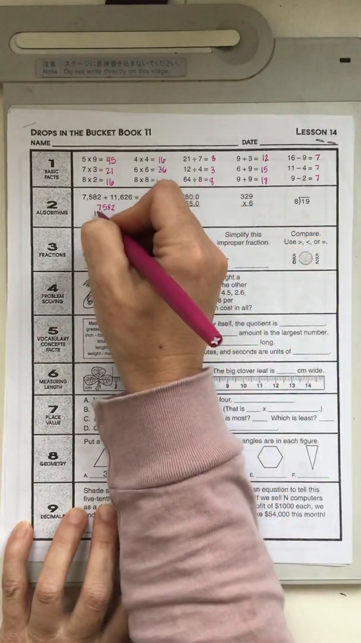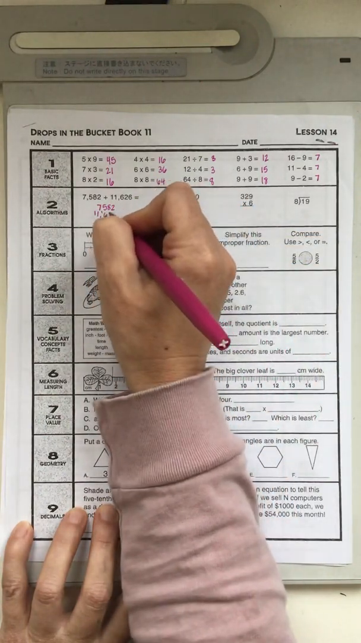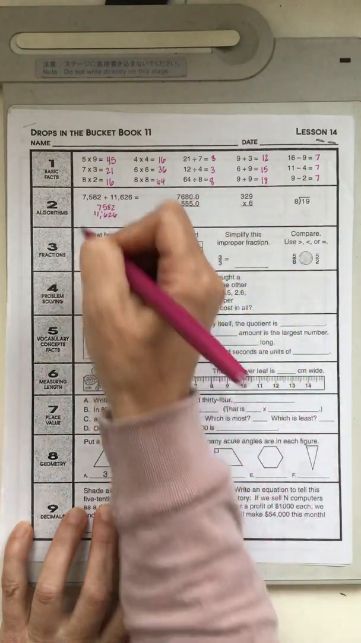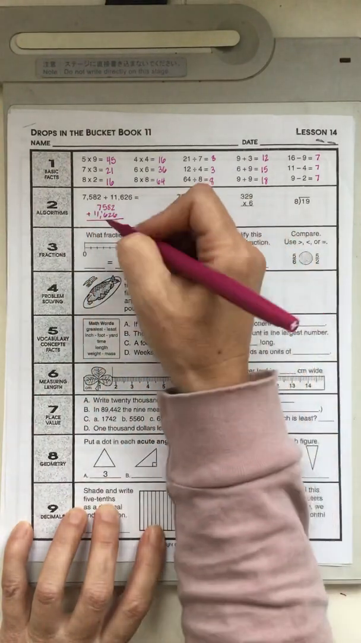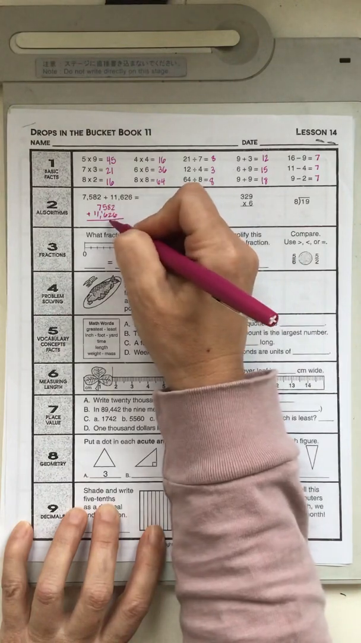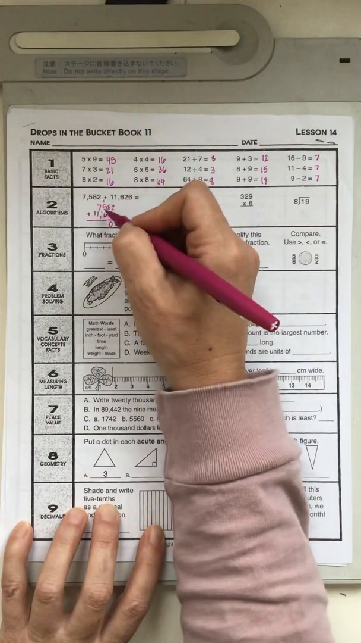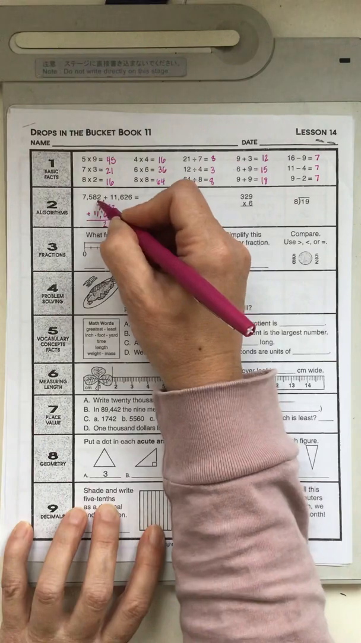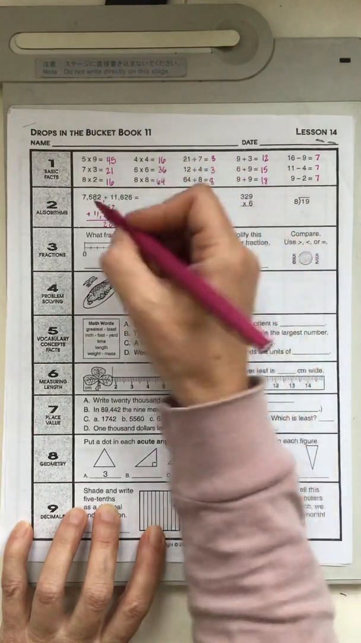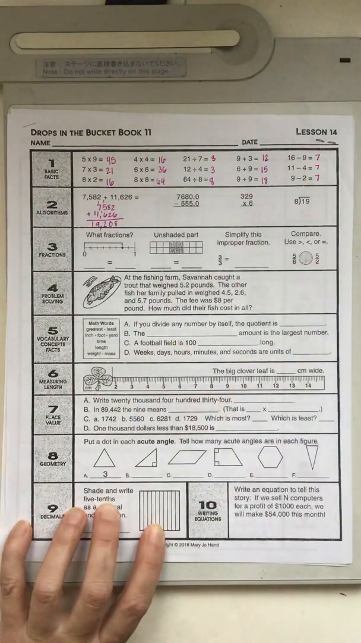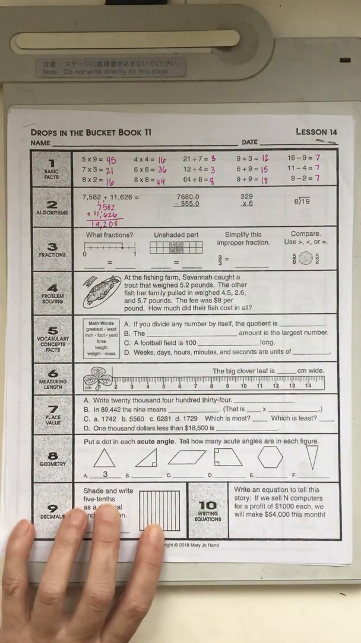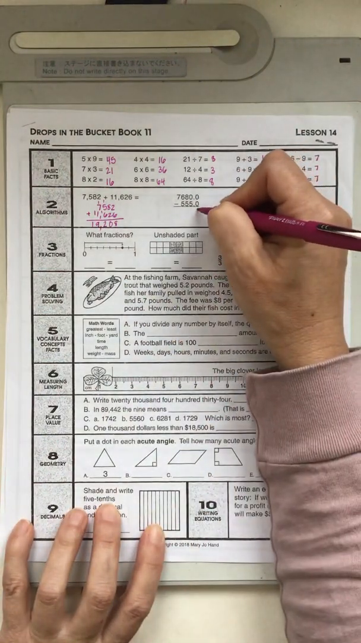7,582 plus 11,626. And I'm going to check my operation. We are adding. 6 plus 2 is 8. 8 plus 2 is 10. We've got 11 plus 1 more makes 12. 7, 8, 9. And 1 makes 19,208. Then we're going to subtract.